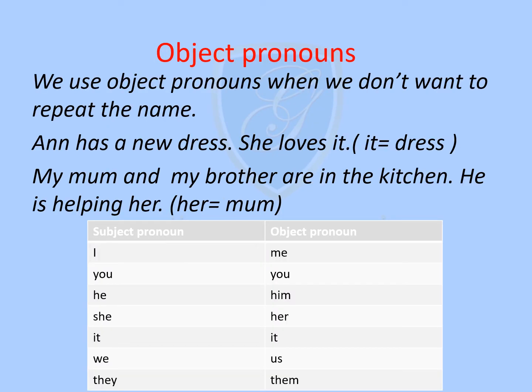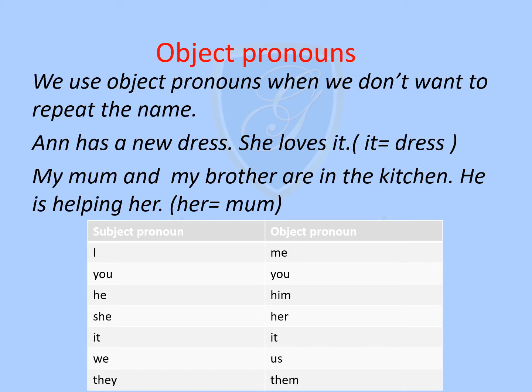Now, object pronouns. We use object pronouns when we don't want to repeat the name. Anne has a new dress. She loves it. So we don't say again the same thing. Anne has a new dress. She loves the dress. So instead of the dress again, we say it. My mom and my brother are in the kitchen. He is helping her. Do not say he is helping mom again.